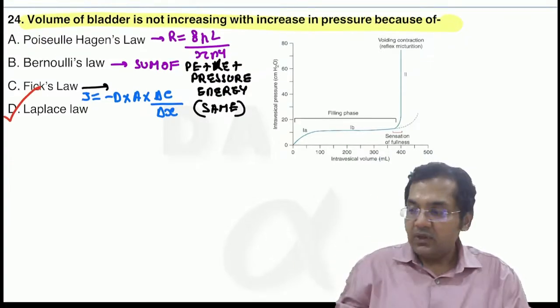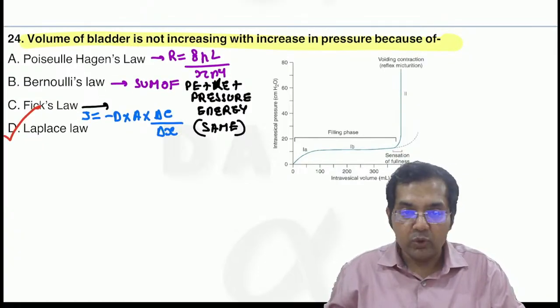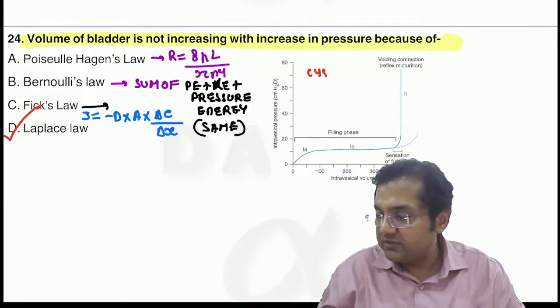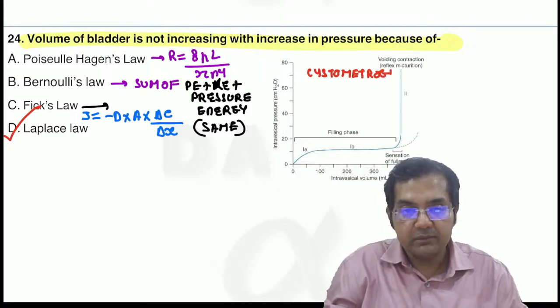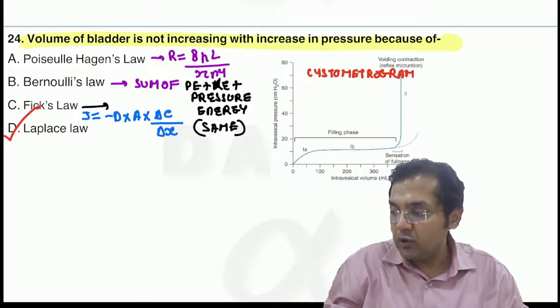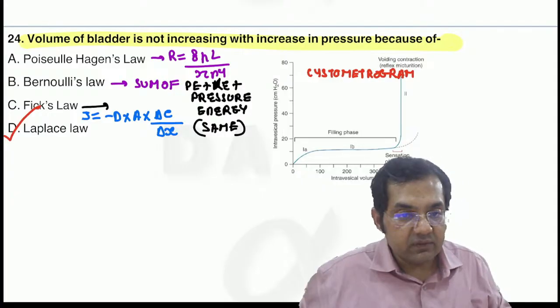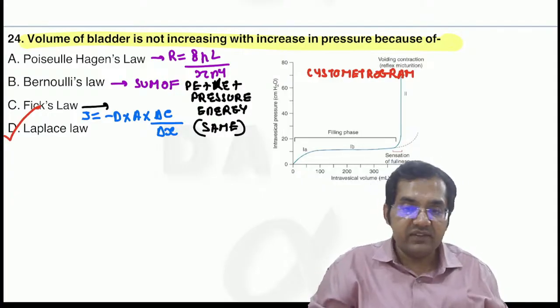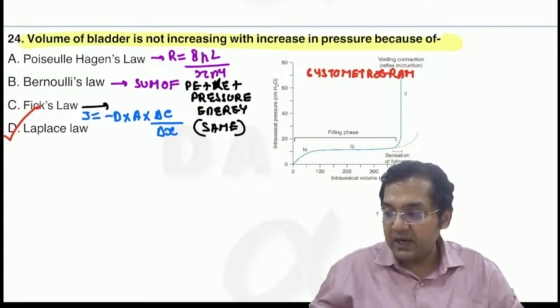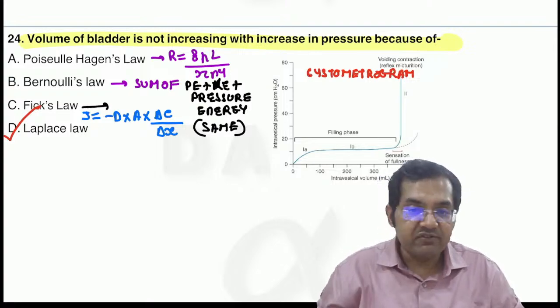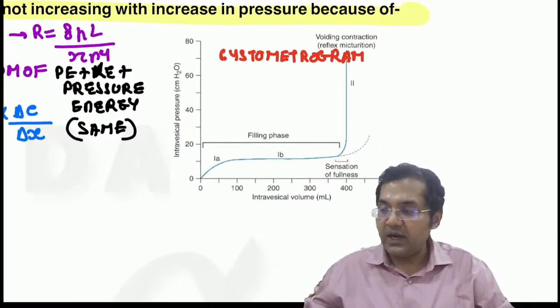And what is this figure shown over here to you all? This is famously known as cystometrogram. Cysto means bladder, metro means measuring, gram means graphical recording of the pressure changes in the bladder along with filling of the urine in the bladder. Let me zoom the picture, please have a look.